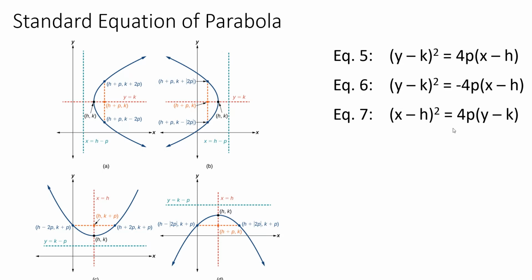And lastly, if it is open downward, then we have the squared quantity of x minus h equals negative 4p times the quantity y minus k. So, in other words, we have 8 formulas or 8 equations of parabola, whether it is open upward, open downward, open to the left, or open to the right, and the vertex is not on the origin. Okay, so let's have some examples.